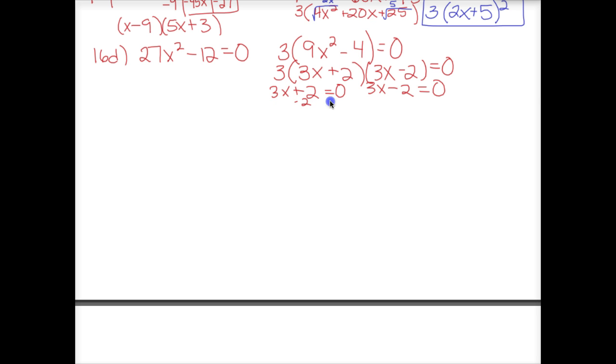So here I'm going to subtract the 2 first and then divide by 3. So that's how I got my negative 2/3. This one I would add the 2 first and then divide by 3. So that gives me positive 2/3. Make sure you remember to write your "or" between them.